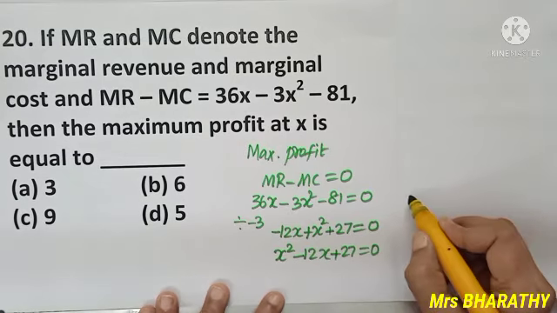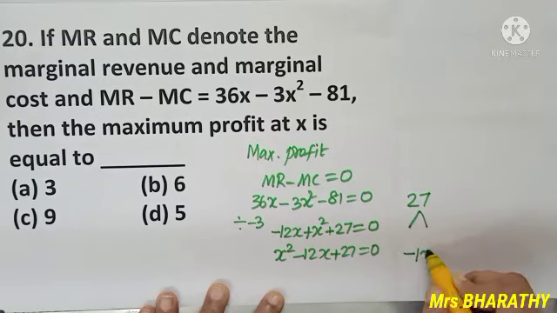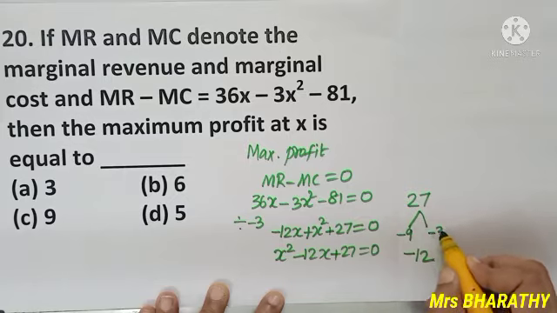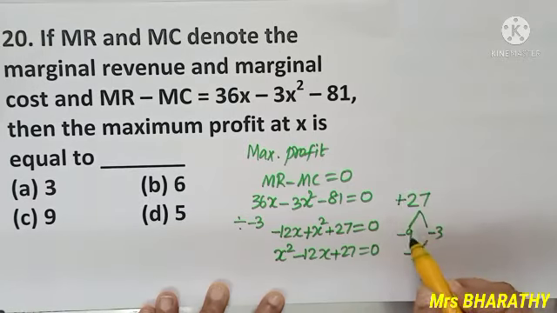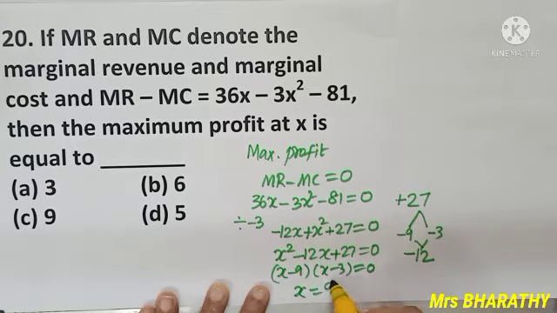As we try to factorize 27, and I need minus 12. The two factors are minus 9, minus 3. Let us cross check. Minus into minus plus. 9 3s are 27, and minus 9 minus 3 is minus 12. As we substitute, (x minus 9) into (x minus 3) is 0, or x is equal to 9, 3.